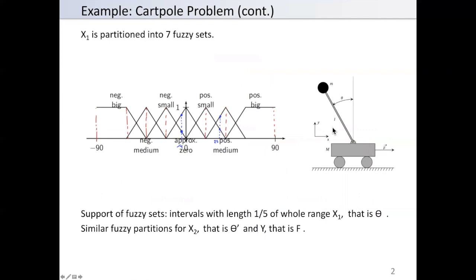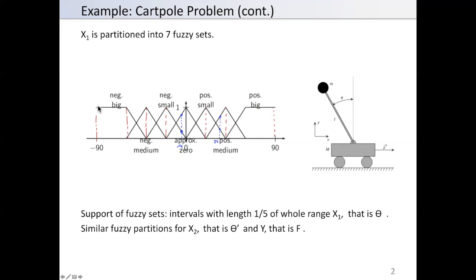Remember our cart pole problem. Here there is an inverted pendulum. There is a mass M at the head of the pendulum, and the angle between it and the vertical axis is called theta. The length of the rod is L, and the mass of this leg is M. We are trying to find the amount of force to be applied here such that the angle theta becomes 0. So the pendulum is vertical.